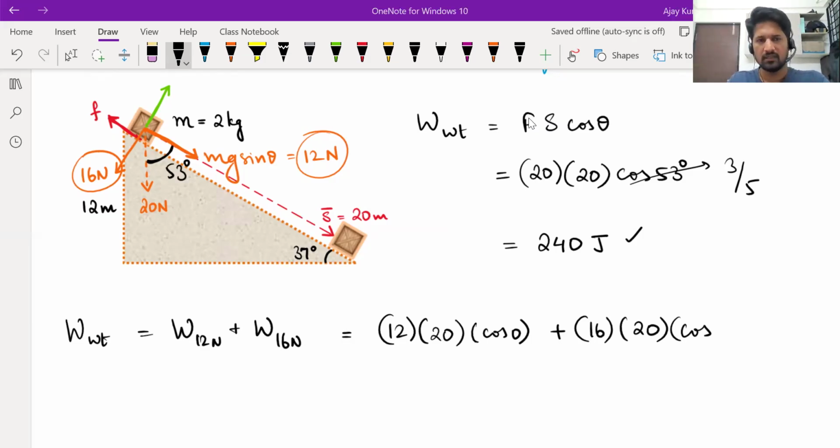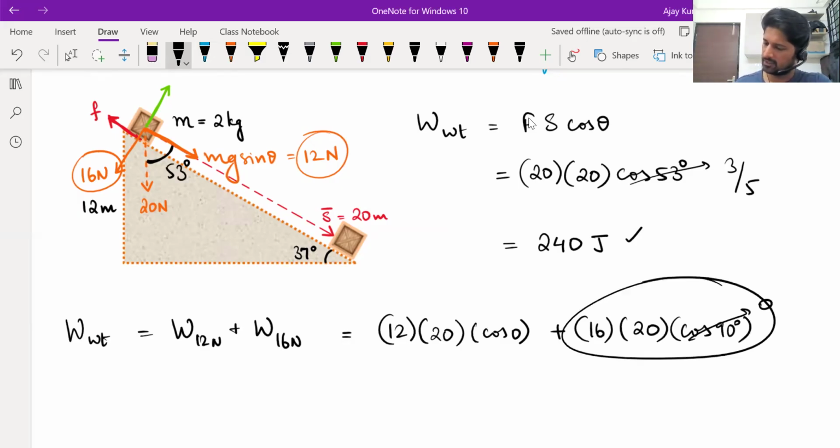Okay. Next, 16 Newton component. The displacement of the block is 20 meters. One of you tell me, what is the angle between the 16 Newton component and displacement of the block? 90 degrees. That 16 Newton component is perpendicular to the incline. Block is sliding parallel to the incline. The angle between them is 90 degrees. Okay. Cos 90 is 0. So this term becomes 0. It means that 16 Newton component is not doing any work. Makes sense. And the 12 Newton component, cos 0 is 1. 12 into 20 is 240 joules, which is the answer that we got earlier also.